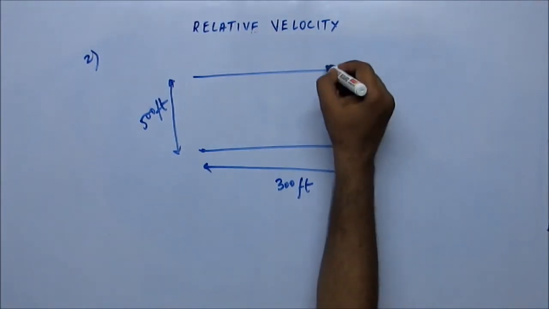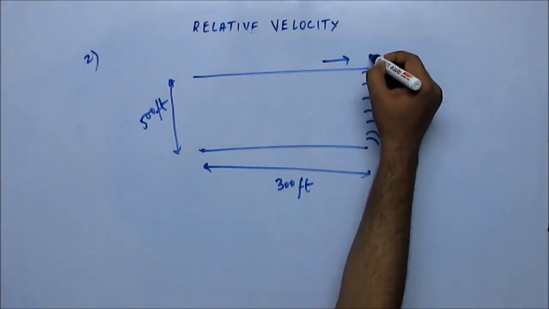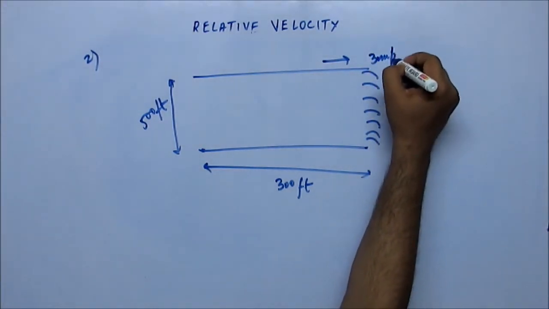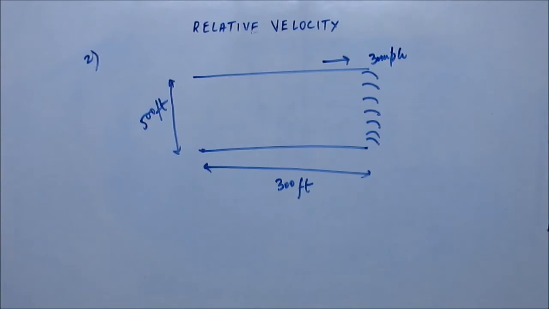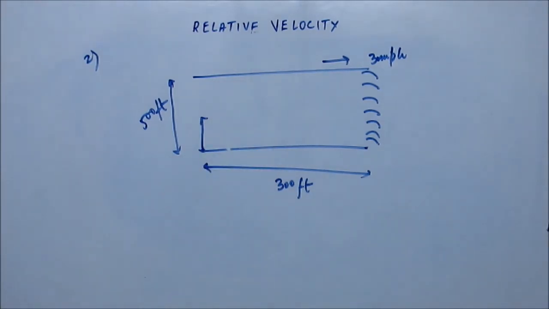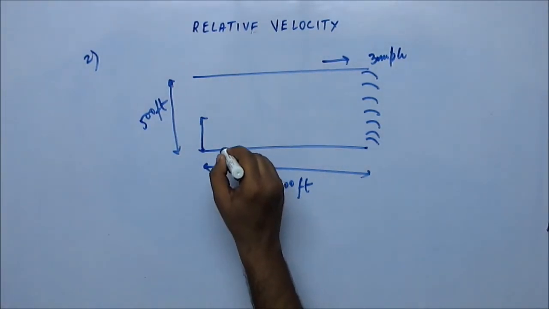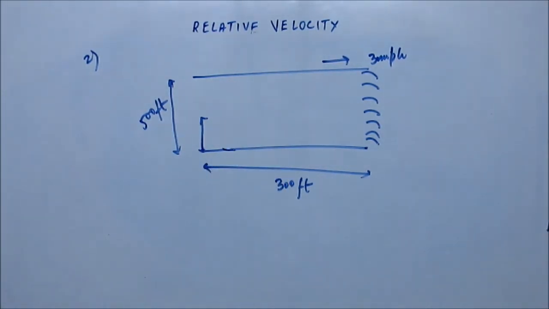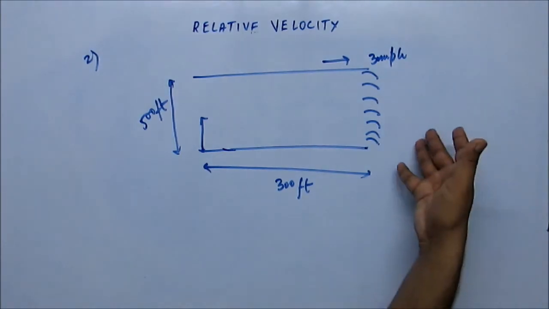The river is flowing at a speed of 3 miles per hour. Now the question is, at what speed should you start swimming perpendicular to the flow of river? With what minimum speed can you swim perpendicular to the flow of river? That means you're starting from here and swimming perpendicular to the flow of river. What should be the minimum speed with which you should swim so that you don't fall into the waterfall?